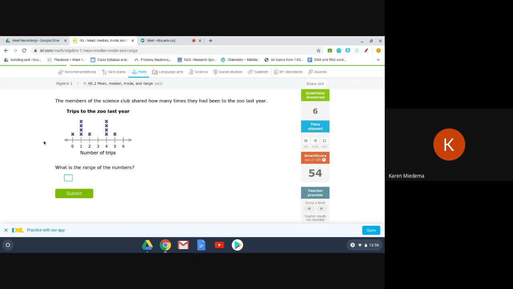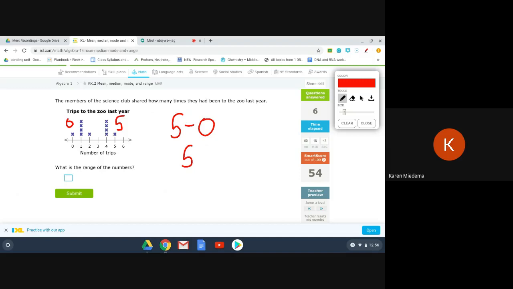Okay, I'll do one of these with you. It says, what is the range of the numbers? Well, again, the range is the maximum minus the minimum. So I see that my maximum number here is 5. My minimum number is 0. So the max minus the minimum, my range for this problem is just 5.